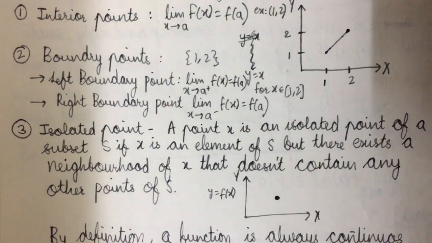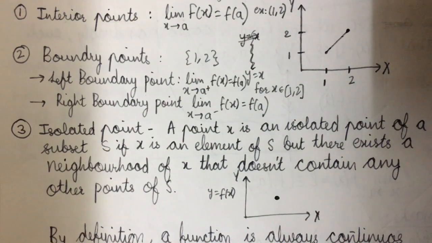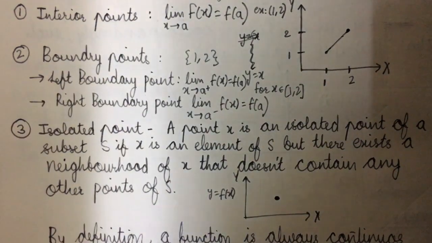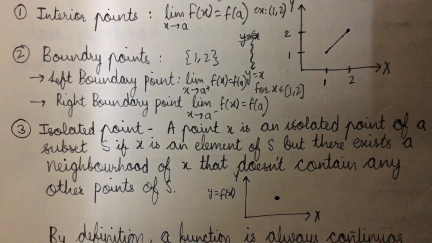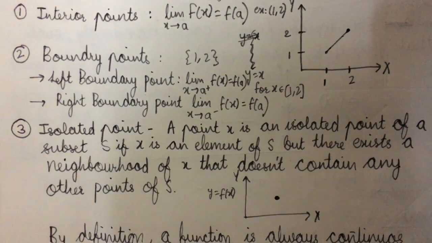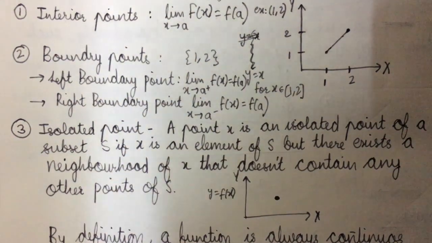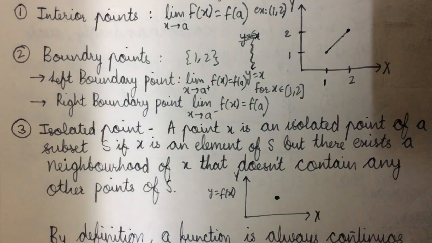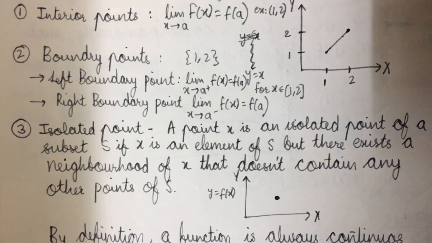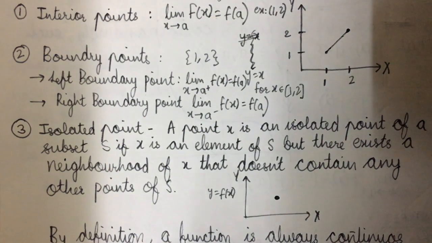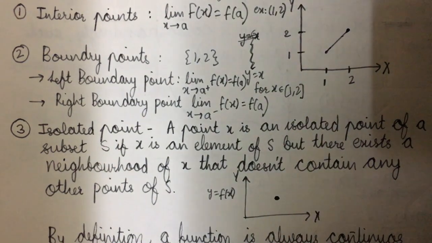Now we'll see the condition for boundary points, that is 1 and 2. For the left boundary point, which is 1 in this case, the left hand limit does not make any sense. That is why we only define the right hand limit. If the right hand limit is equal to the value of the function at the left boundary point, then we say the function is continuous at the left boundary point. For the right boundary point, similarly, if the left hand limit is equal to the value of the function, then we say that the function is continuous at that right boundary point.